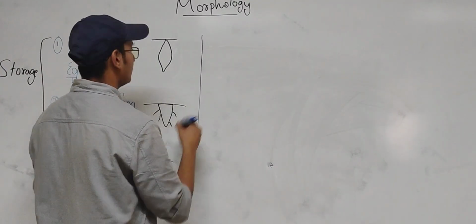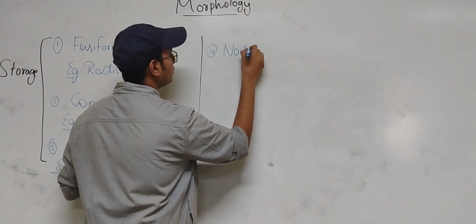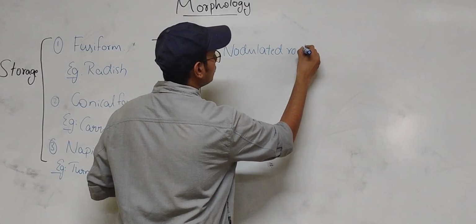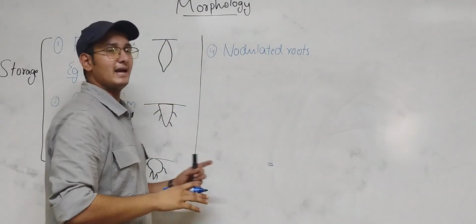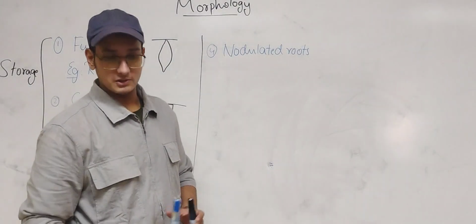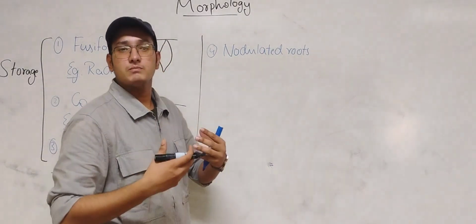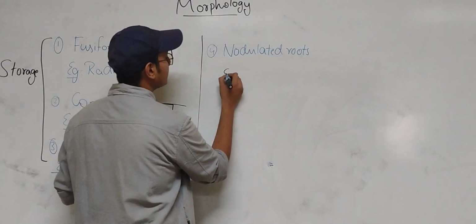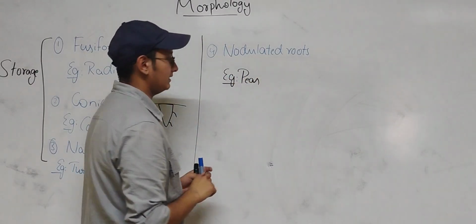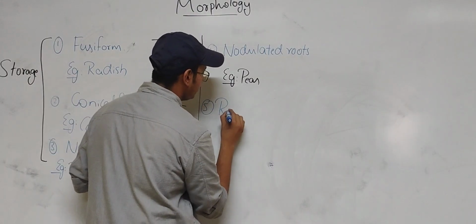And the fourth one, nodulated roots. Normally roots cannot directly convert atmospheric nitrogen into useful nitrogen, so they need some structures. They develop nodulated roots, which we can see in peas, the Fabaceae family. And the most important one, respiratory roots.